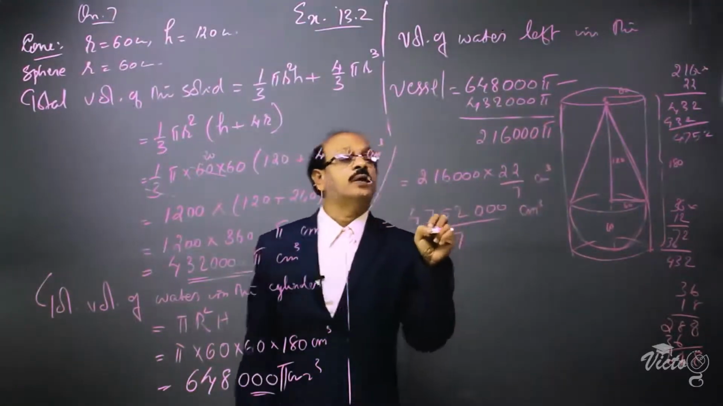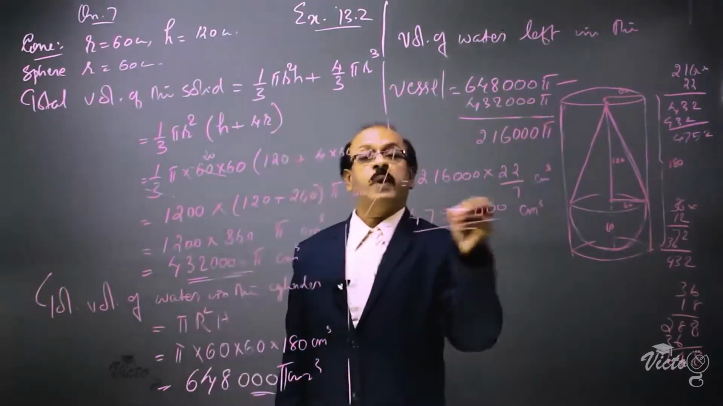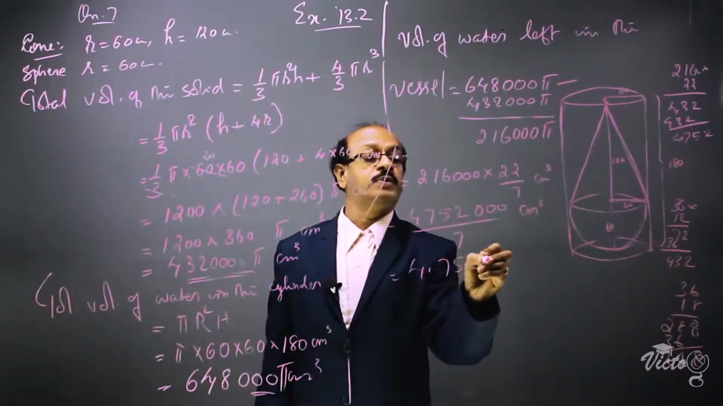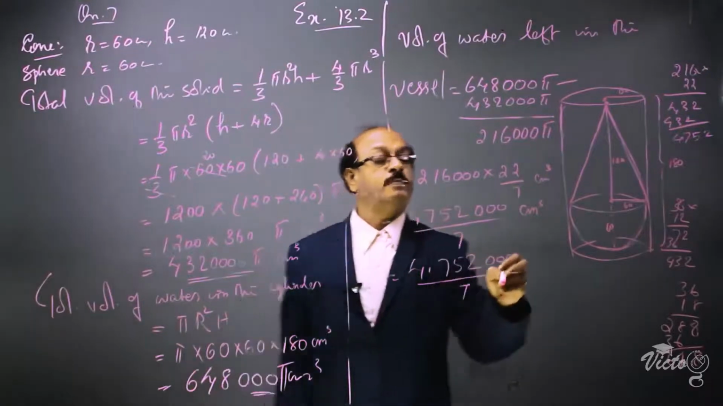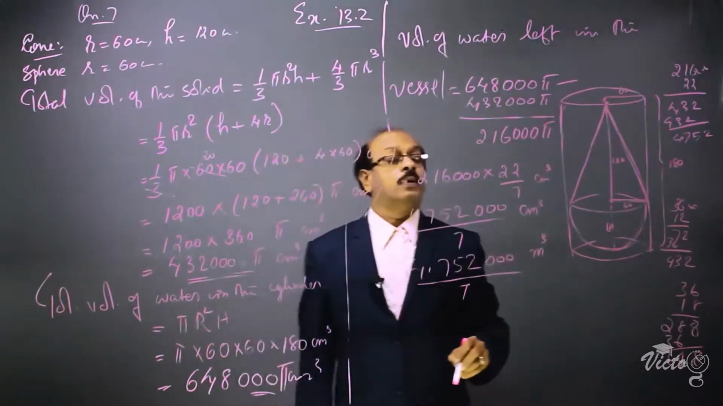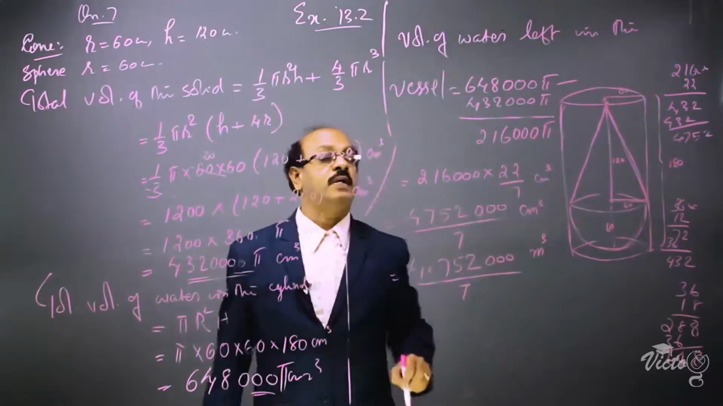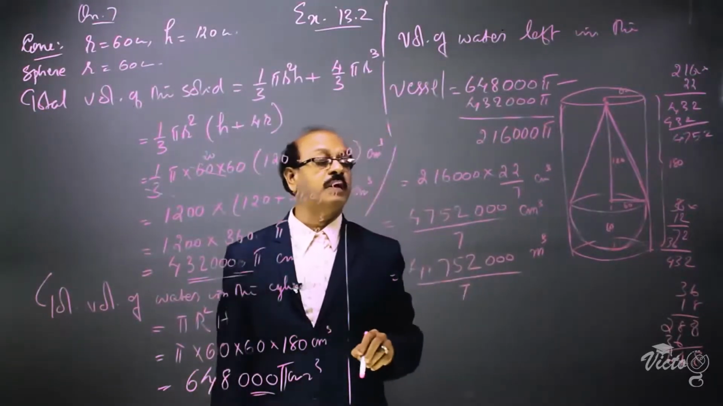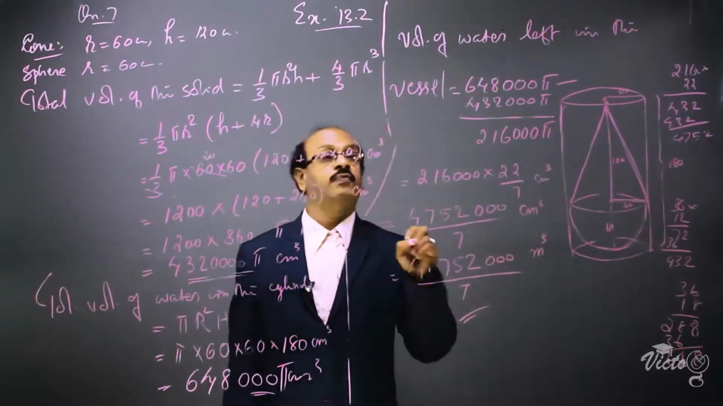If we want to convert this into meter cube, we have to give 6 places of decimal. That means 4.752000 divided by 7. This much of meter cube. We have to divide by 10 lakh, that is, we have to change 6 decimal places. So we are obtaining 4.752 by 7 meter cube as the volume of water left in the vessel.